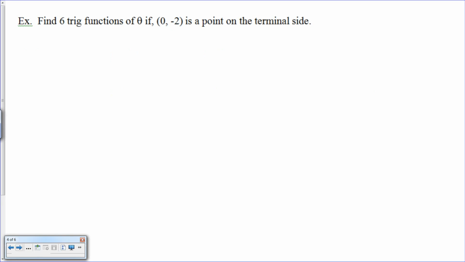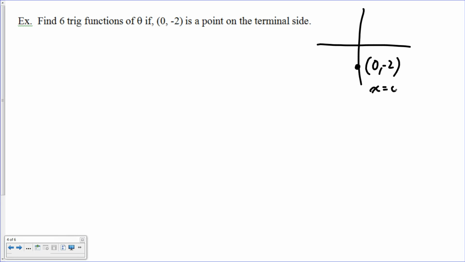Look at this question. Find 6 trig functions of theta if 0, negative 2 is a point on the terminal side. What's the first thing we're going to do? Draw it. Good. So we're going to draw it, and it's going to be 0, negative 2, which is a point right down here. X is equal to 0. Y is equal to negative 2. R is equal to 2 because it's the distance from the origin to the point.